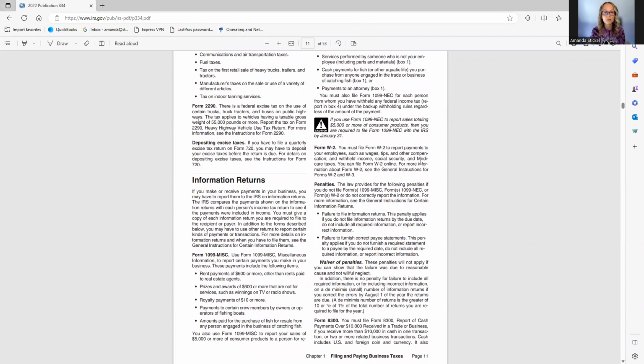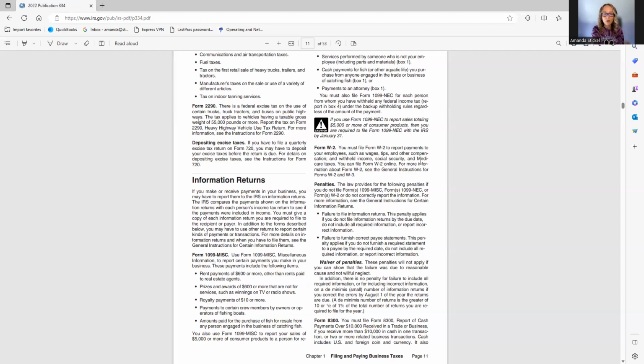Information returns. If you make or receive payments in your business, you may have to report them to the IRS on information returns. The IRS compares the payments shown on the information returns with each person's income tax return to see if the payments were included in income. You must give a copy of each information return you are required to file to the recipient or payer. In addition to the forms described below, you may have to use other returns to report certain kinds of payments or transactions. For more information on information returns and when you have to file them, see the general instructions for certain information returns.